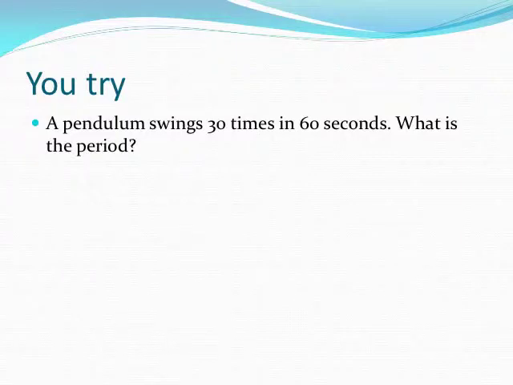So you try this one. A pendulum swings 30 times in 60 seconds. What is the period? Hopefully you did 60 divided by 30 and got 2 seconds, okay?